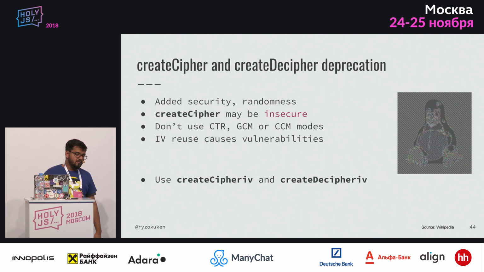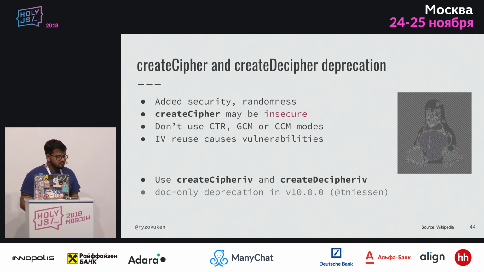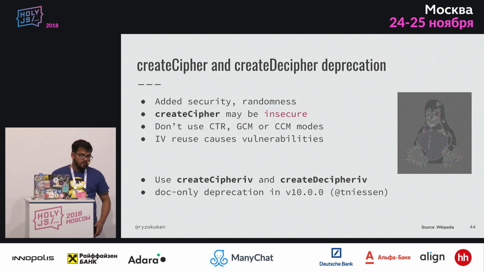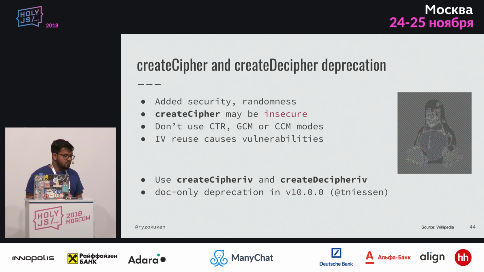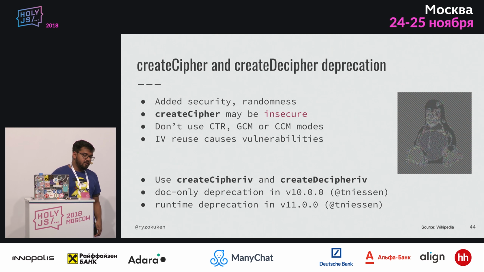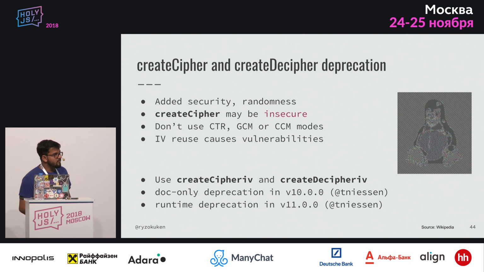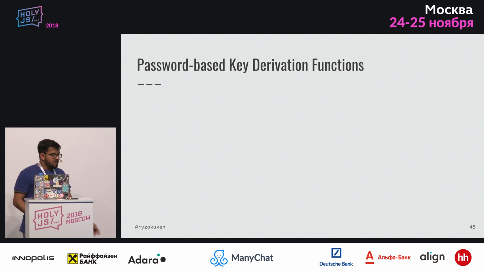Use createCipheriv and createDecipheriv, please. We checked the stats. There's a lot of people still using those two functions. Please don't. So we did a doc-only deprecation in 10, which was done by Tobias. And in 11, Tobias did a runtime deprecation. Hopefully, it should be removed by 12, but fingers crossed.